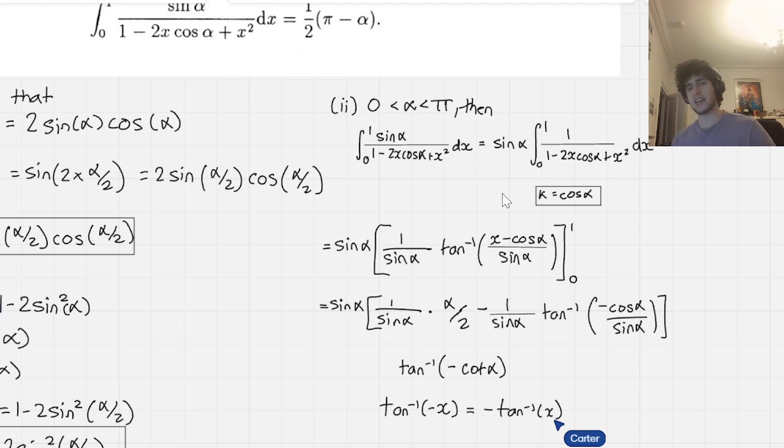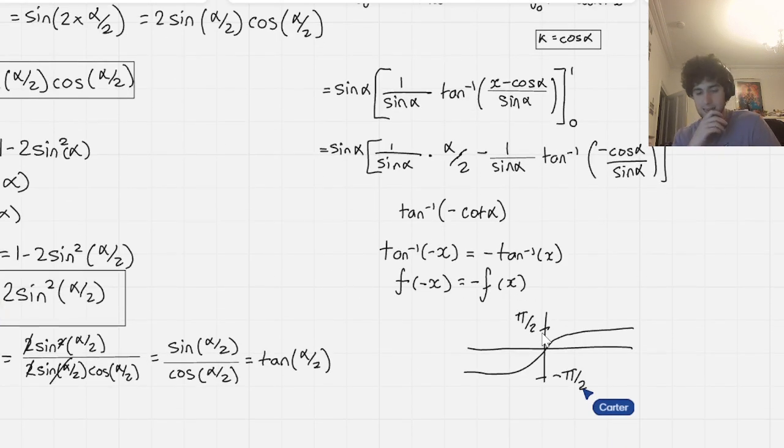And this is because arctan is an odd function, which means effectively that if I have any odd function f, then f of minus x is equal to minus f of x. And the reason I know that is because arctan looks a little bit like this. It's going to go from minus pi over 2 to pi over 2, and it has horizontal asymptotes. As x goes to infinity, it's going to asymptote at pi over 2.